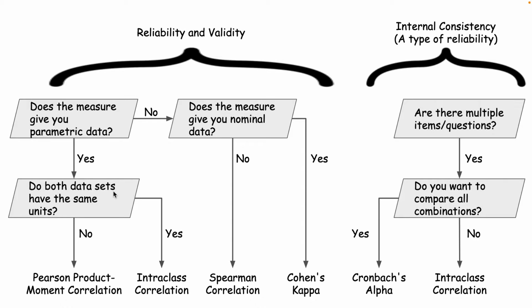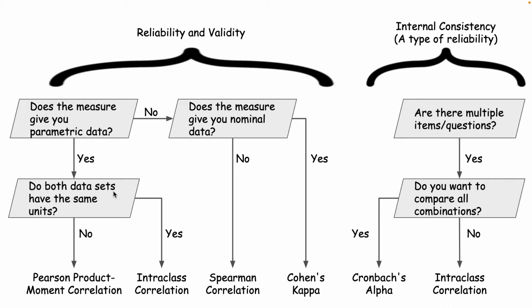The final piece of the puzzle is how do we measure similarity? In other words, how do we quantify how similar the output of two measures are? If we're looking at a measure that gives us parametric data, so normally distributed, and both sets of data have the same units, then we use something called intraclass correlation. This is common when you're doing test-retest reliability, so you have two data sets from the exact same instrument, and they're going to have the same units.